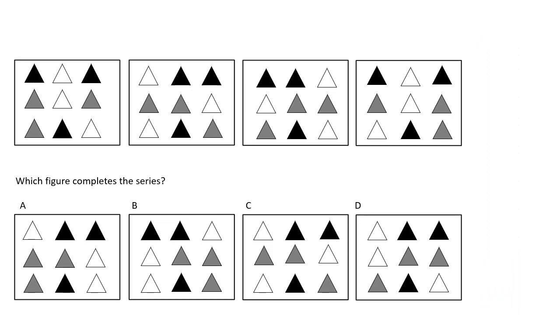Okay, so to answer this question, there are 3 rules that you need to be able to spot. The first is that the top line shifts 1 space to the left. So if we follow the white triangle, we can work out that in the next figure, the white triangle should be here in the top left. So we can rule out B.